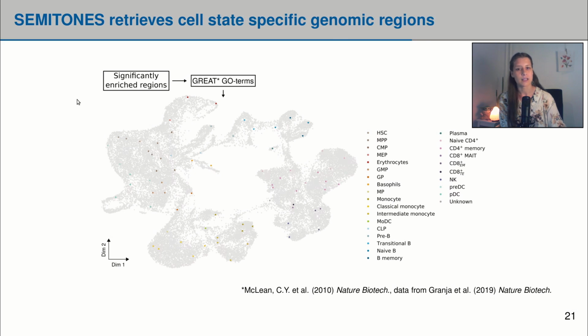So in order to annotate our reference cells, we pass the genomic regions with a significant positive enrichment score to GREAT, which is a tool to analyze the annotations of genes close to the provided genomic regions. Reference cells were then annotated based on the functions provided by GREAT, and these annotations again correspond broadly to those provided in the original data publication, which were based on an integrative analysis of single-cell RNA-seq and single-cell ATAC-seq data. So from this we conclude that genomic regions identified by SEMITONES contain cell type specific information.